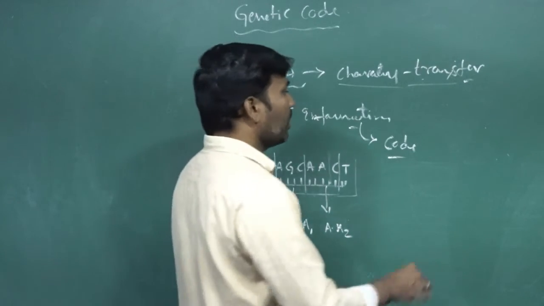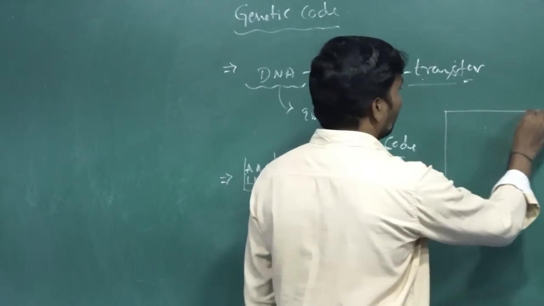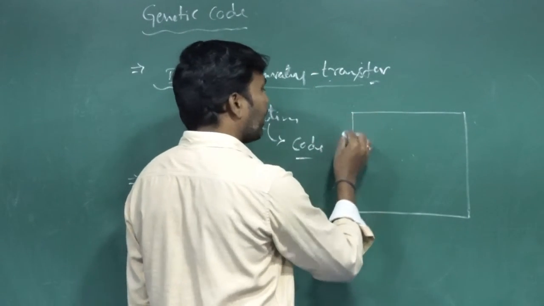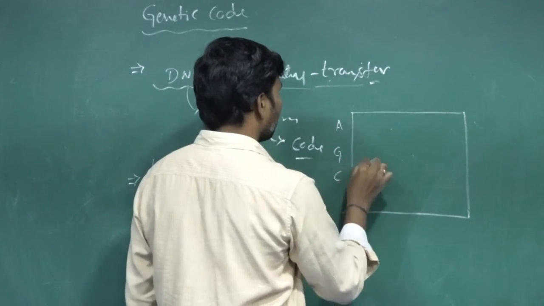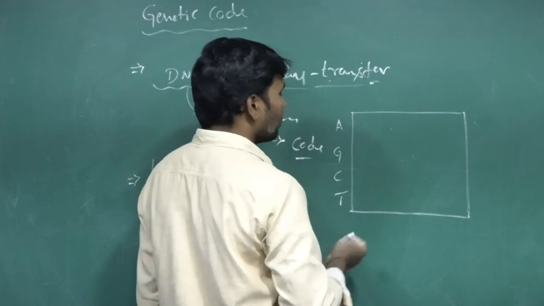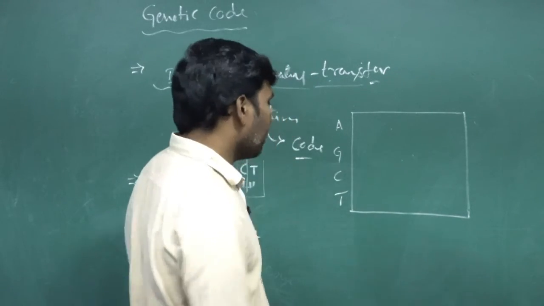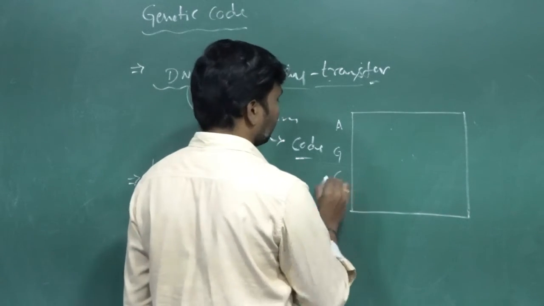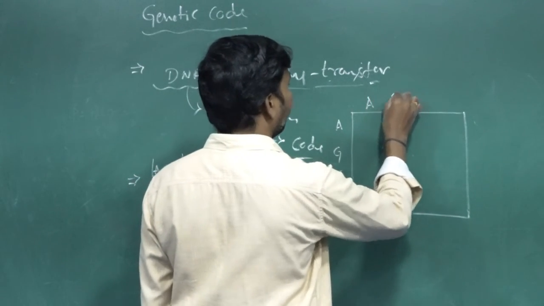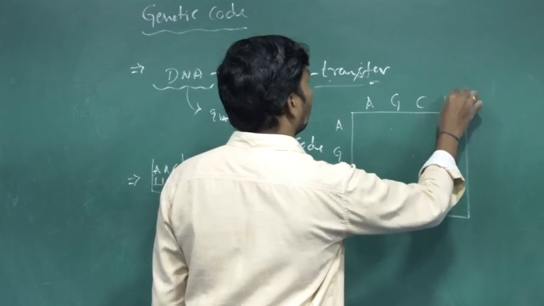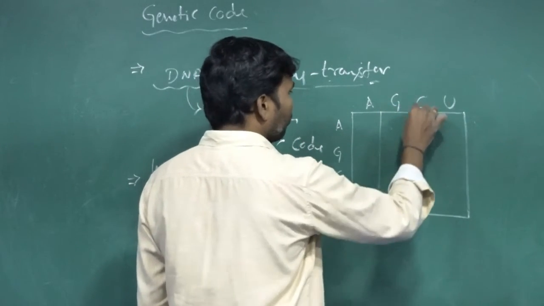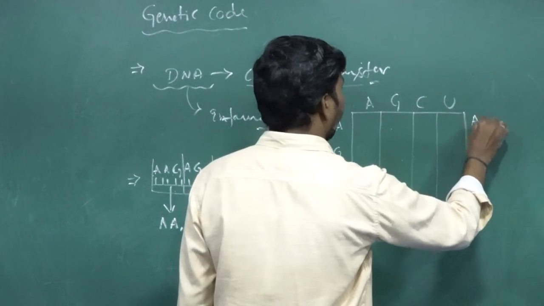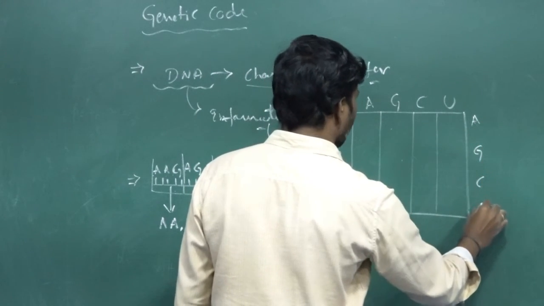Like that, we take the combinations of these 4 types of nucleotides in triplet codes, forming from adenine, guanine, cytosine and thymine. In the case of RNA, instead of thymine, uracil is present. So here also we have adenine, guanine, cytosine and uracil.